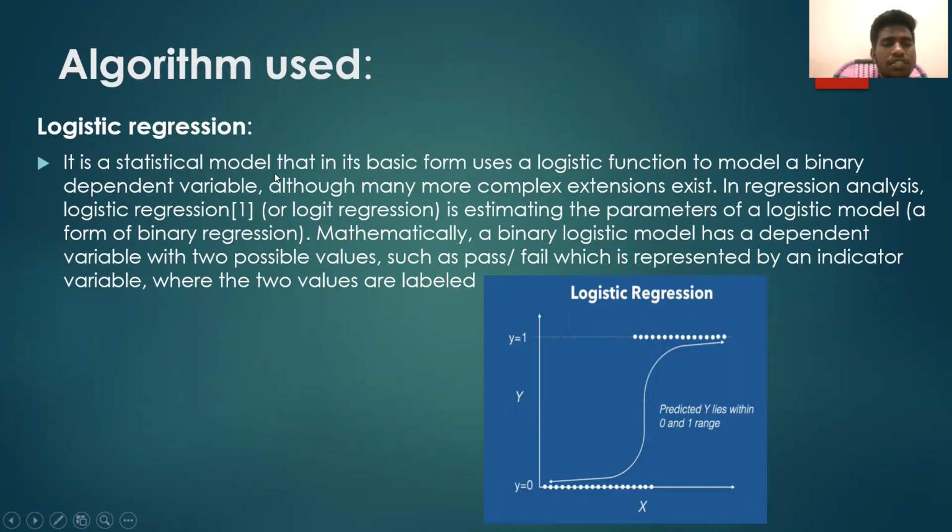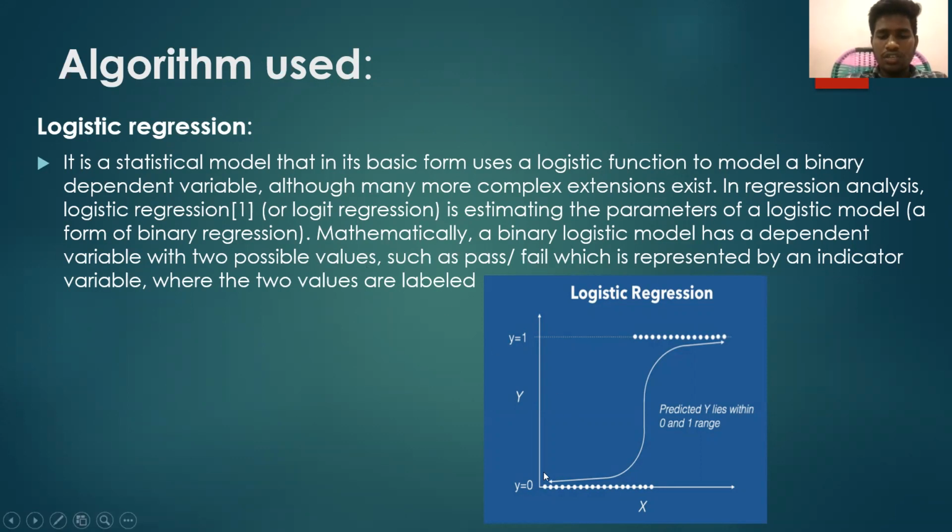It is a statistical model that in its basic form uses a logistic function to model a binary dependent variable. Although many more complex extensions exist, in regression analysis logistic regression estimates the parameters of a logistic model, a form of binary regression. Mathematically, a binary logistic model has a dependent variable with two possible values, such as pass or fail, which is represented by an indicator variable where the two values are labeled.